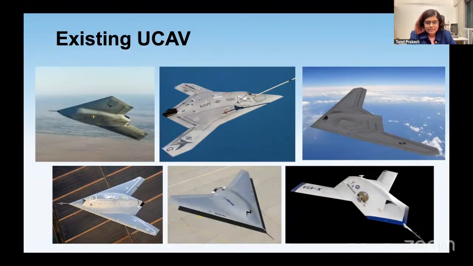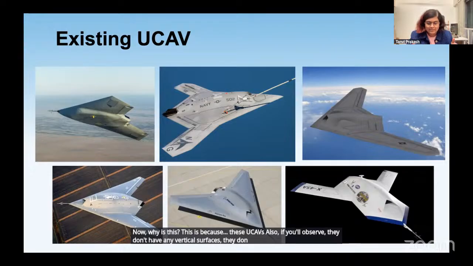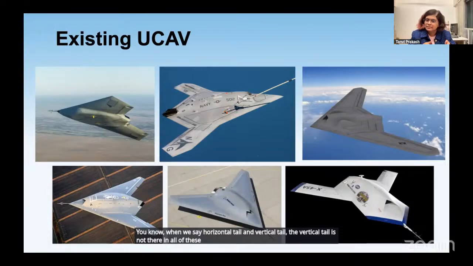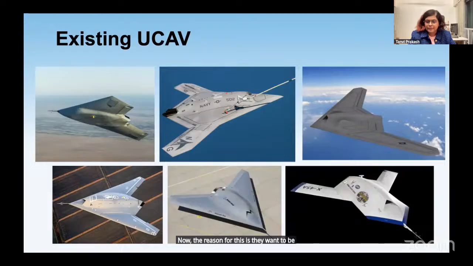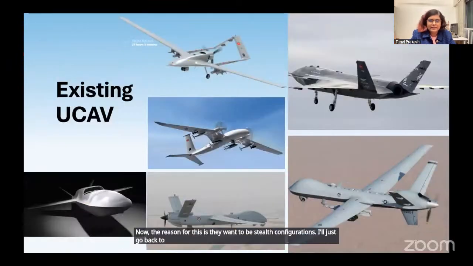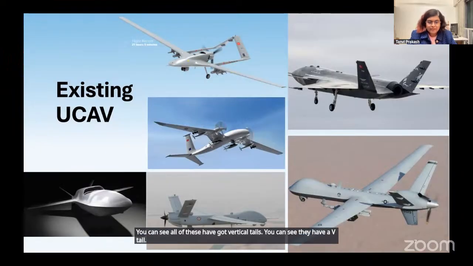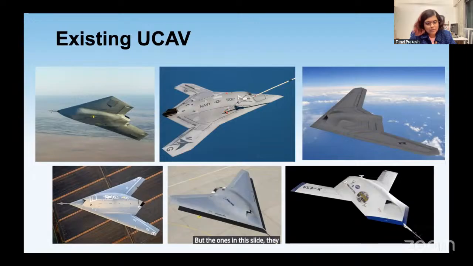Now, why is this? This is because these UCAVs, also if you'll observe, they don't have any vertical surfaces. They don't have vertical tails. When we say horizontal tail and vertical tail, the vertical tail is not there in all of these configurations. They're tailless. Now, the reason for this is they want to be stealth configurations. I'll just go back to the previous slide. You can see all of these have got vertical tails. You can see they have a V tail. But the ones in this slide, they've got no vertical tail.